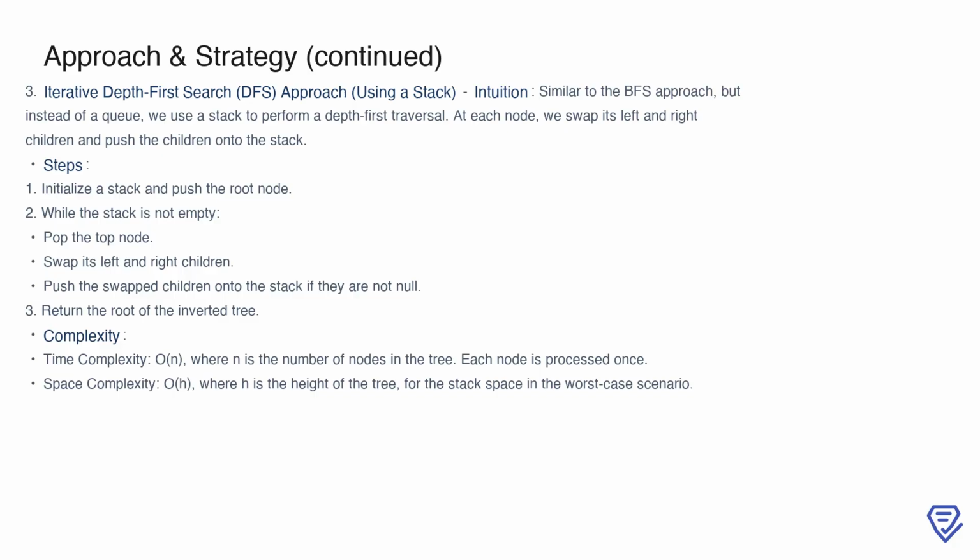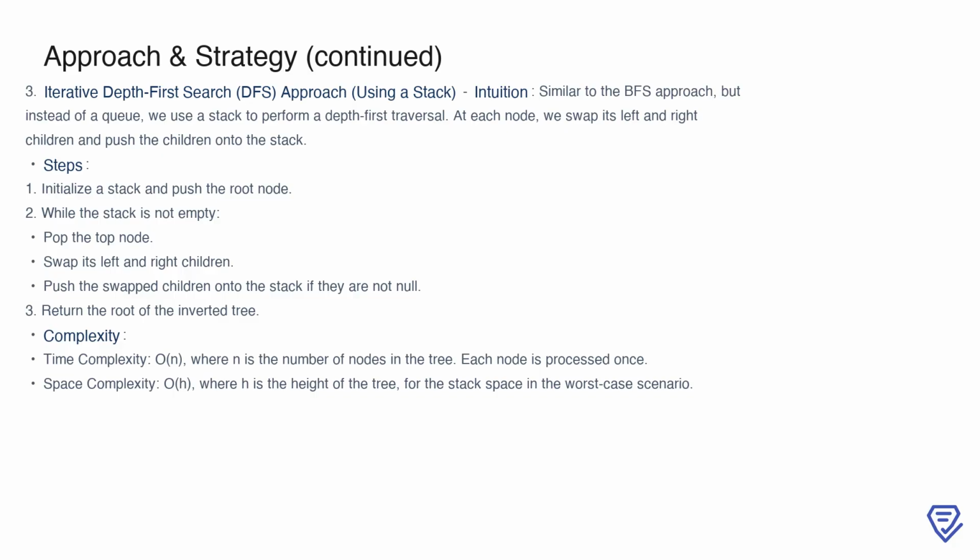A third strategy is the iterative depth-first search using a stack. This approach is similar to the BFS method but uses a stack instead of a queue to traverse the tree. By using a stack, we perform a depth-first traversal, visiting nodes deeper in the tree before their siblings.